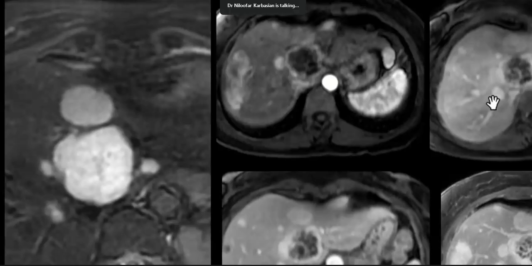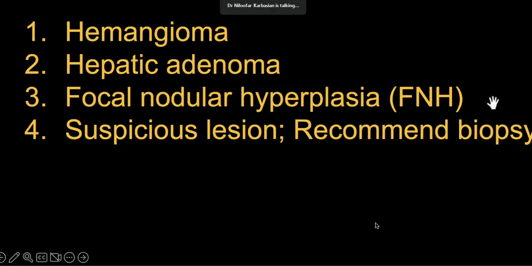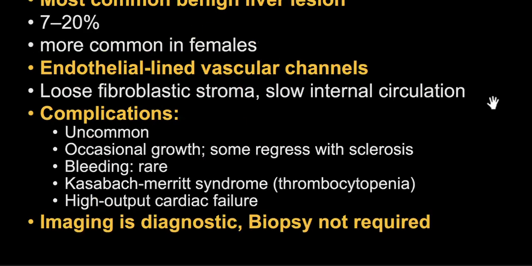So just have a quick look at these images and have differentials in your mind, what do you think this 56-year-old female with a remote history of a tumor resection, what the possible differentials could be. And these are your choices: hemangioma, hepatic adenoma, focal nodular hyperplasia, FNH, or do you think these lesions are suspicious and you recommend biopsy? I will go through each of these differentials, and then at the end we can decide which one we prefer for this case. So we start with hemangiomas.